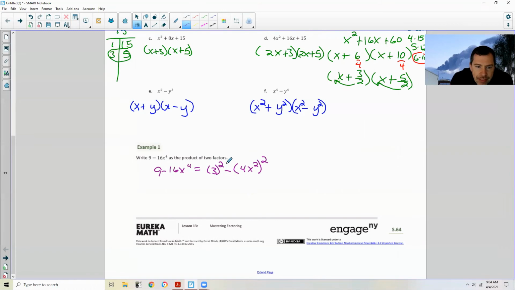So now we have a difference of perfect squares. So we can simply do this. The square root of the first term plus or minus the square root of the second term. Okay, and that's it.